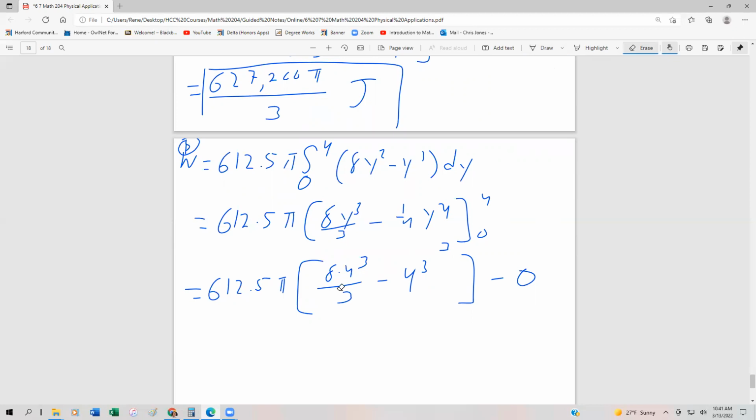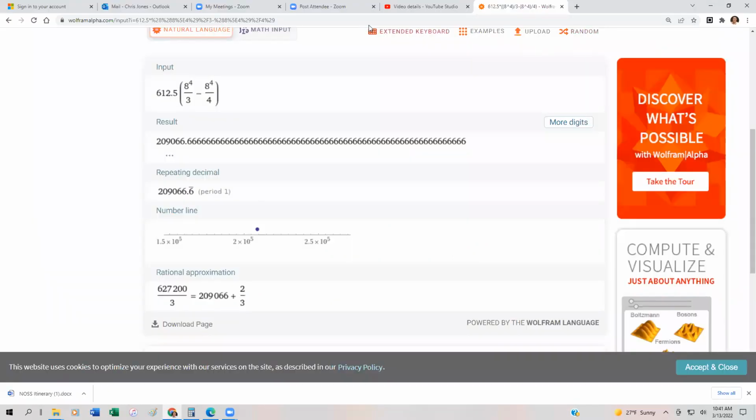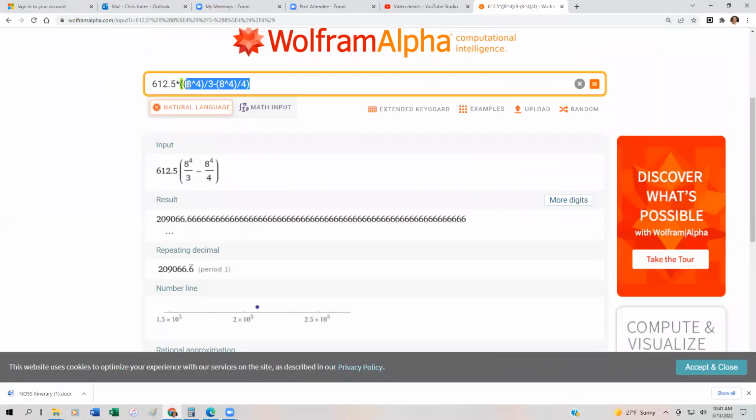or 3 4 to the 3rds if we got a common denominator, but we could just stick this into Wolfram Alpha. So really quickly, I'm going to do that. So we had 612.5, and then we had a quantity of 8 times 4 to the 3rd divided by 3 minus 4 to the 3rd. All right, and that should do it. Get rid of this extra parenthesis.